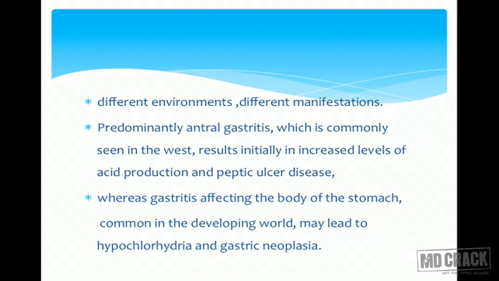Different environments have different manifestations, because in low social strata you will find more infection of H. pylori, whereas gastritis affecting the body of the stomach is common in the developing world. It may lead to hypochlorhydria and gastric neoplasia.